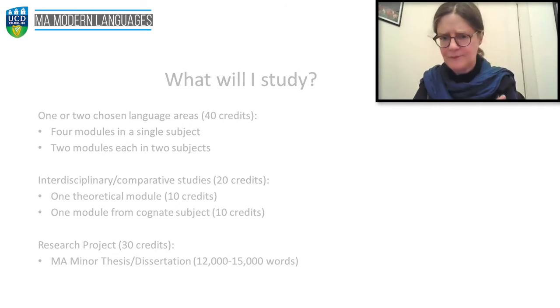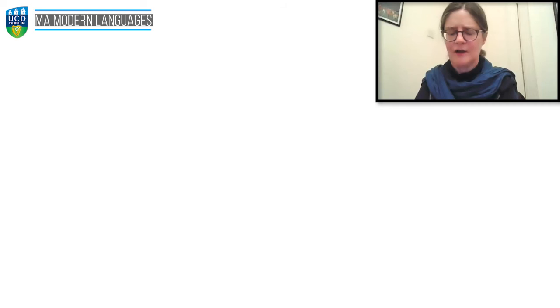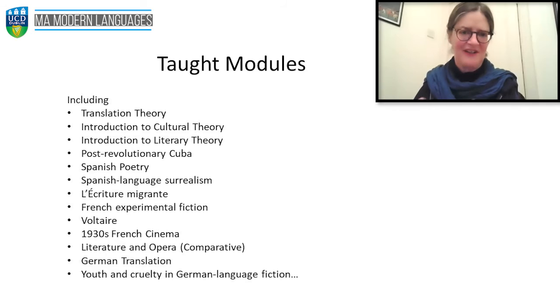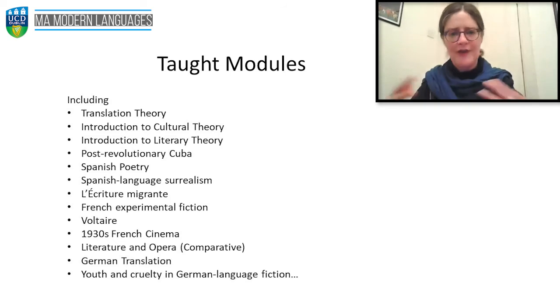So to give you a bit of a more precise idea of what these taught modules look like, I mentioned that you take at least one and possibly two theoretical modules. You can choose from translation theory, cultural theory, which is, how have thinkers thought and written about what culture is. Literary theory, which is a very large body of thinking and writing about what literature is. So they're the theoretical, if you like, foundation stones for your studies at MA level.